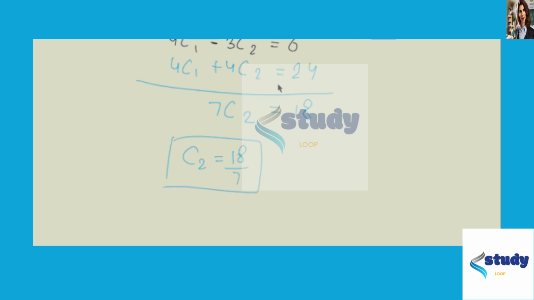Similarly, c1 will come out to be 17 by 7. So these are the values for the given initial value problems.